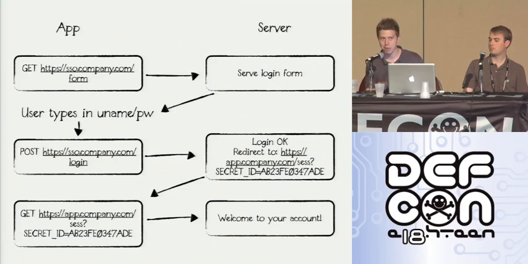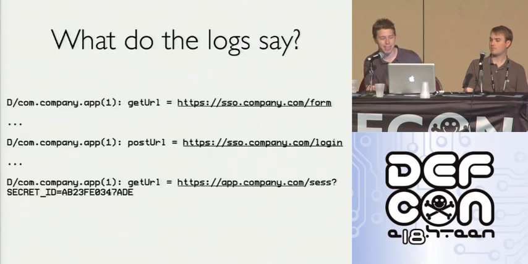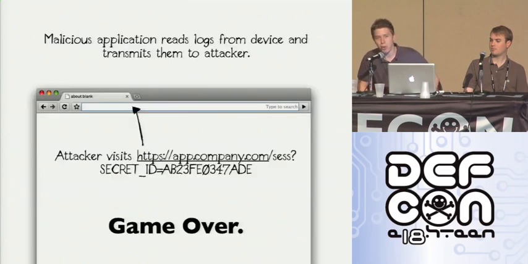So, the good app says, oh, got to redirect. I'm going to go retrieve this. And you're logged into your account. You guys see what goes on here? Let's look at what happens in the logs when this happens. So we get a GET URL, ssodacompany.com. We post, and we get our redirect. That's an interesting secret key that we see in the logs. So what could you do bad with this? So imagine a malicious application that effectively is reading the logs on the device, and it transmits this GET query parameter to a server.